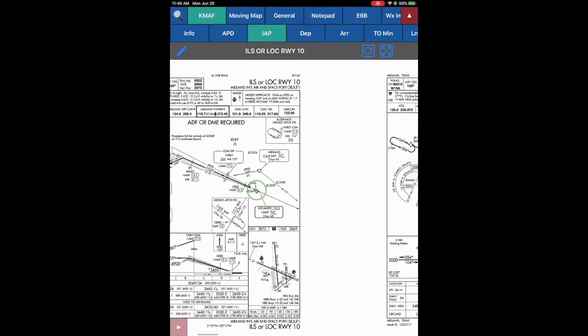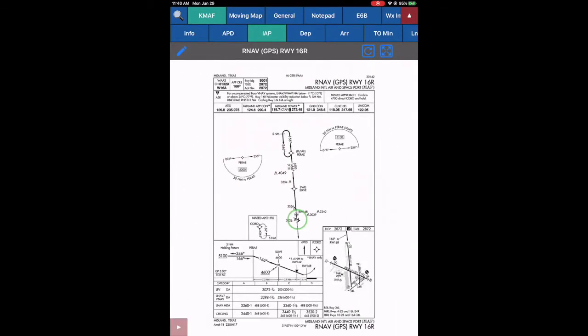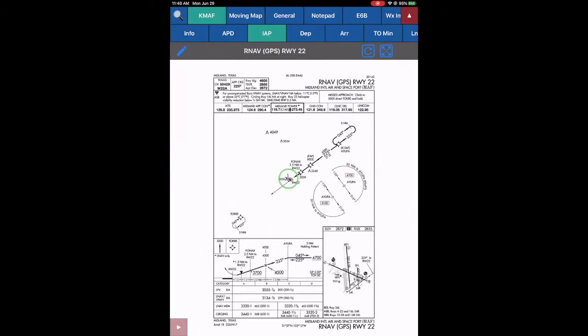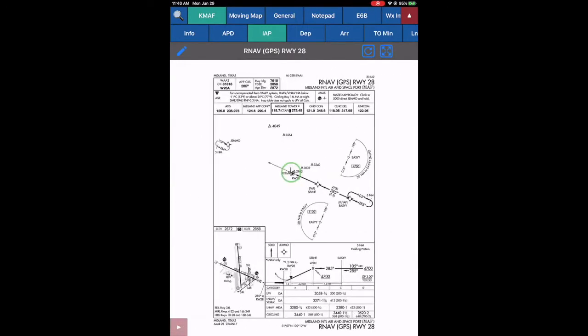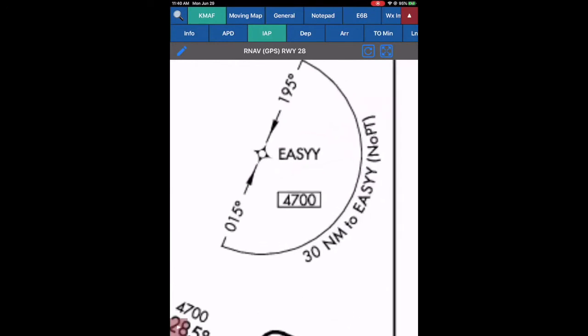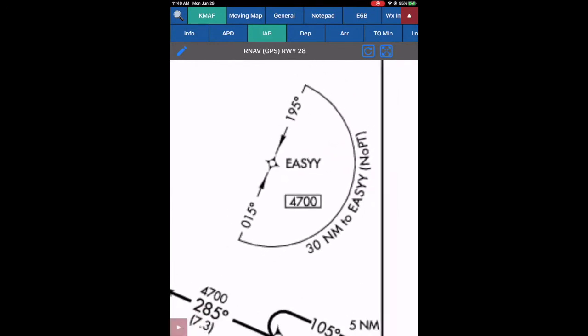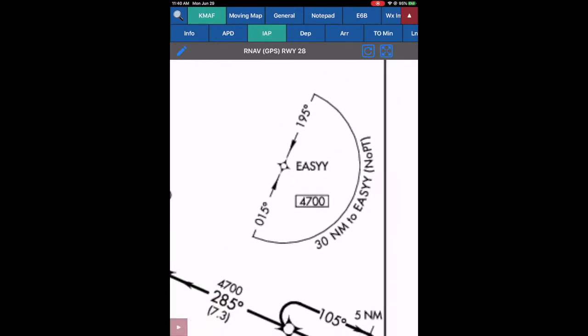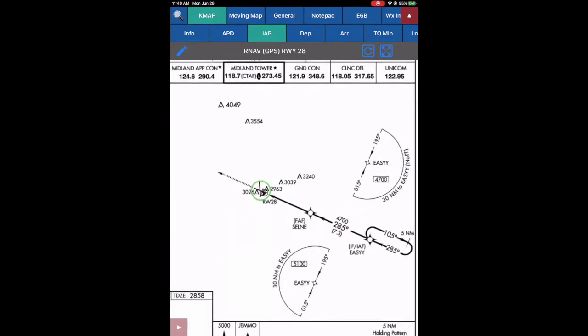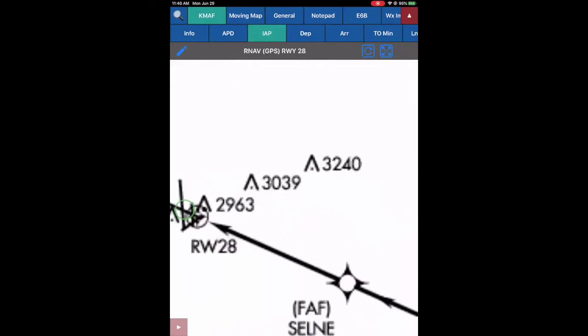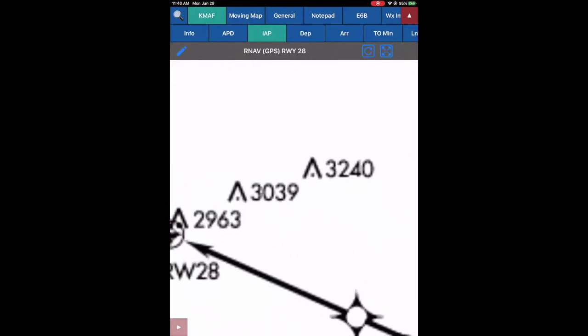If we switch to the GPS runway 28, what are these little half circle things? What are they called and how do I use those? Are the obstacle heights listed on an approach plate? Are these in MSL or are these in AGL?